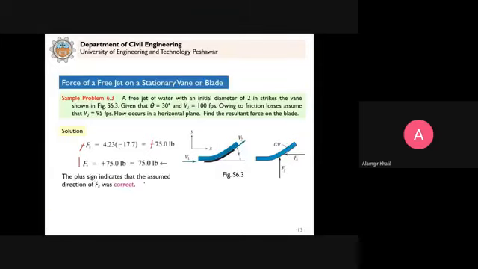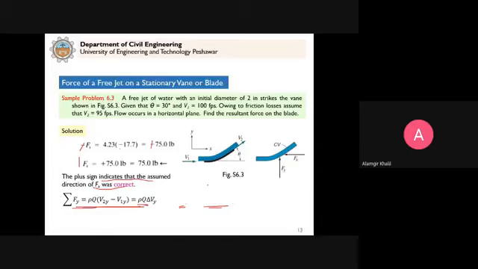Next we calculate. The plus sign indicates that the assumed direction of Fx was correct. Next we apply the momentum equation in the y direction. So summation of forces in the y direction will be equal to the rate of change of momentum in the y direction. In that case, we have only plus Fy acting, no other external force. So plus Fy acting, and the rate of change of momentum in the y direction, v2y minus v1y.